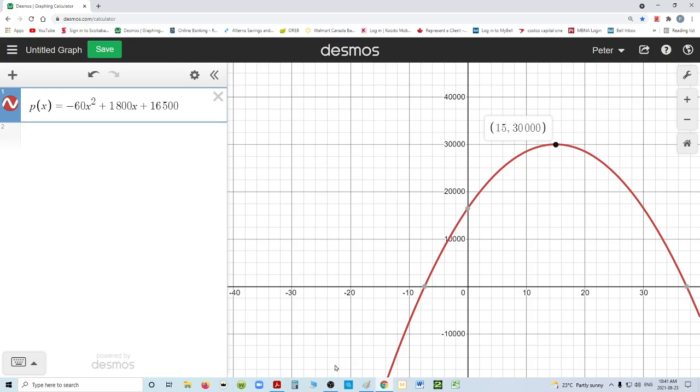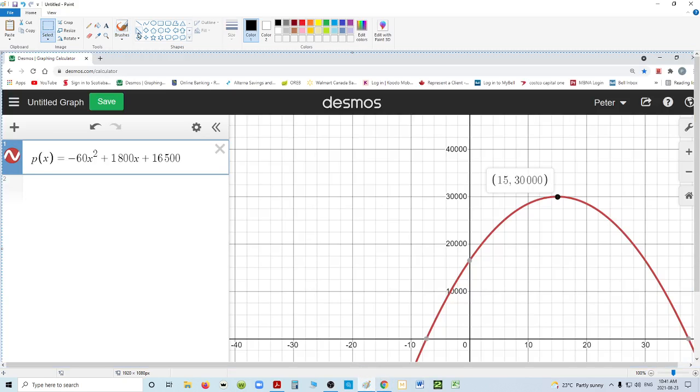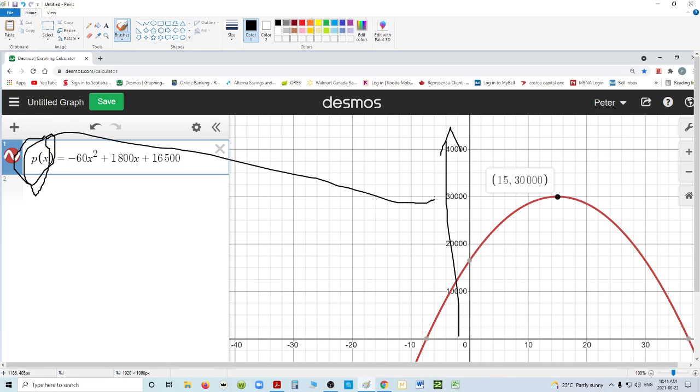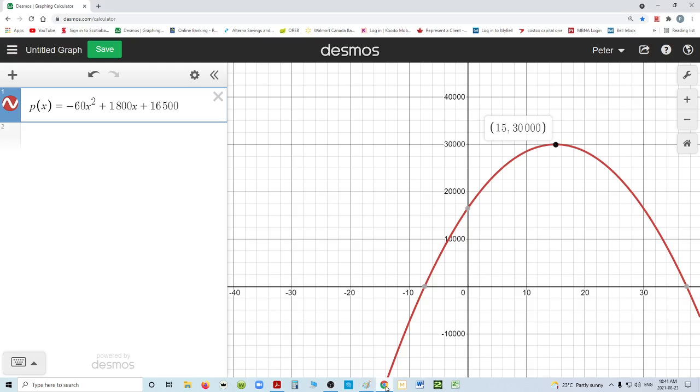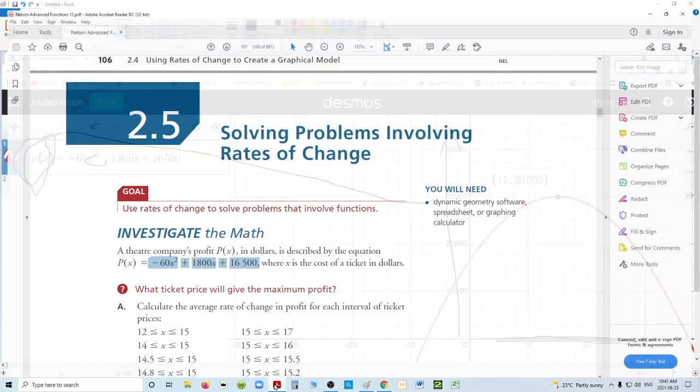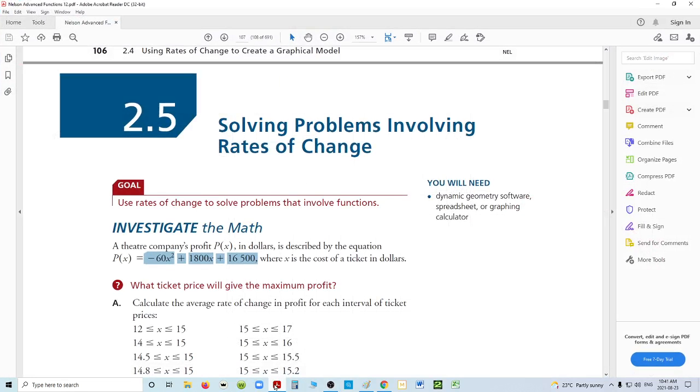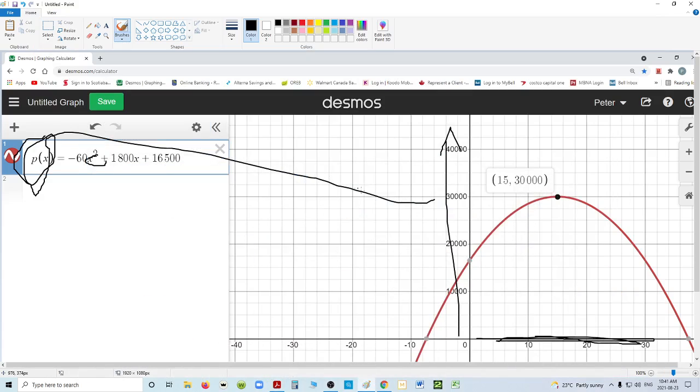And now let's just look very quickly at this. If the y-axis measures profit, which this indicates, notice the left side here will always be the y-axis, and this right side, the x values, represent the price of a ticket. It's a theater selling tickets. So this is in dollars, and this is just the number of tickets that they sell.